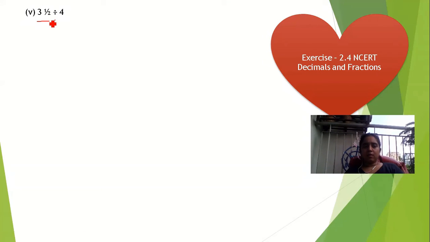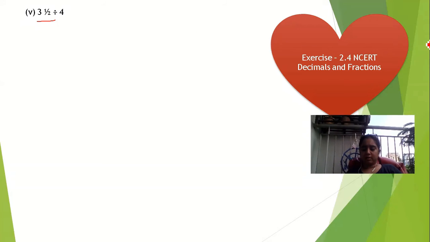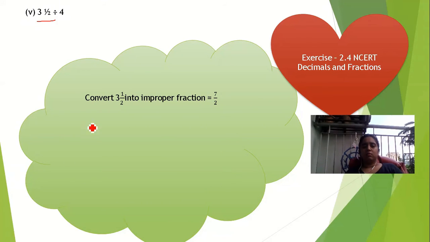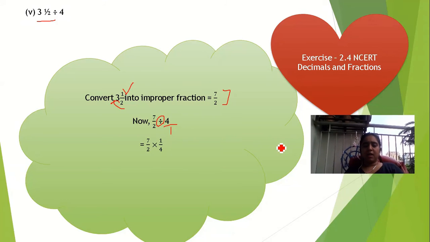And in the fifth part, first we will convert this number into an improper fraction, that is 3 and 1 upon 2. So 3 twos are 6 and 6 plus 1 is 7. So our answer is 7 upon 2. Now I will divide 7 upon 2 by 4, and we can represent this 4 as 4 upon 1. And in the next step I will change this division into multiplication and do the reciprocal of this number, that is 4 upon 1. So in the next step 7 upon 2 multiplied by 1 upon 4. Now I have to multiply the numerator values and the denominator values, that is 7 multiplied by 1 is 7 and 4 multiplied by 2 is 8. So our answer is 7 upon 8.